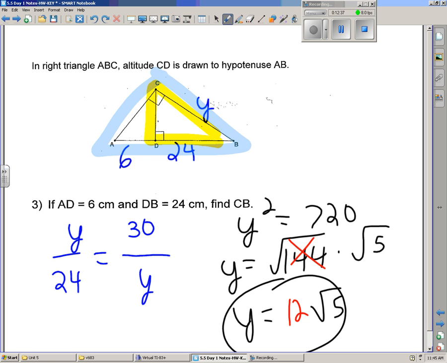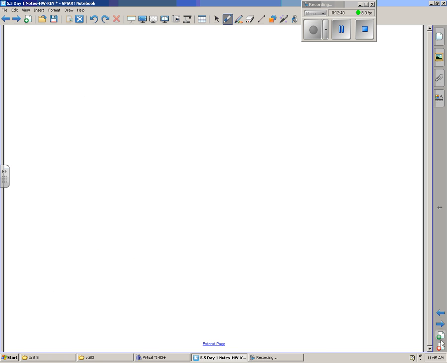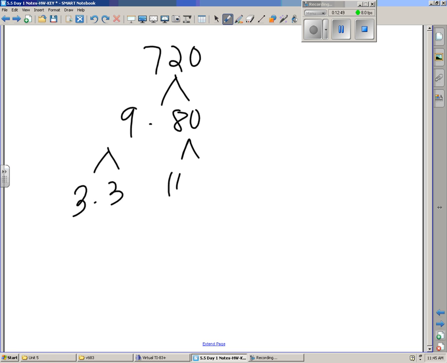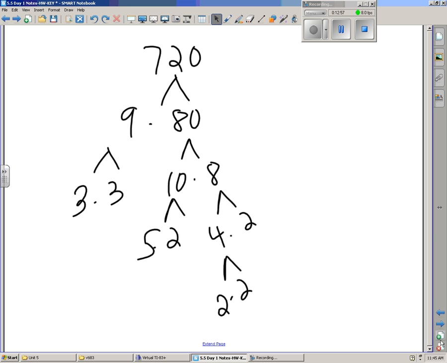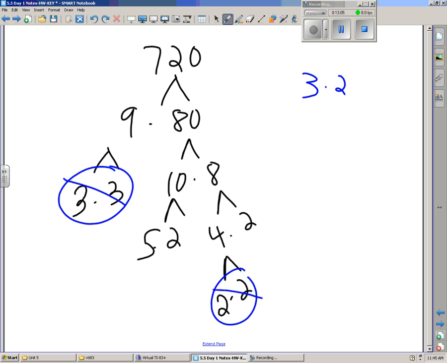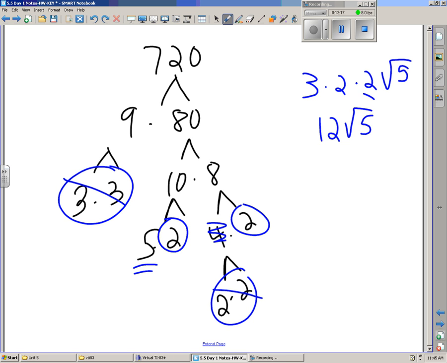Again, if you want to do a factor tree on 720, here's the way you can do that. 720, 9 times 80, 3 times 3, 10 times 8, 5 times 2, 4 times 2, 2 times 2. So I've got one pair of 3s, so that's going to come on the outside. I've got a pair of 2s, so that's going to come on the outside. I've got another pair of 2s, so that's going to come on the outside, and I can't do anything with that 5, so this becomes, again, 12 radical 5.